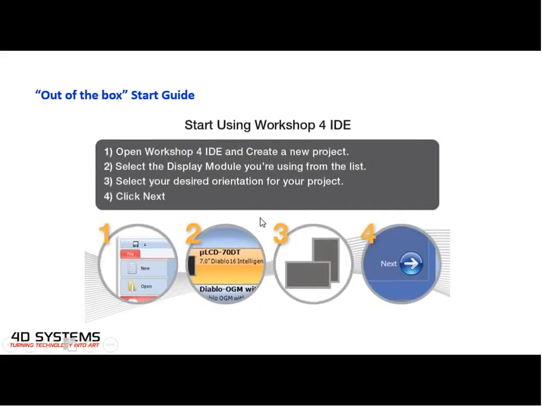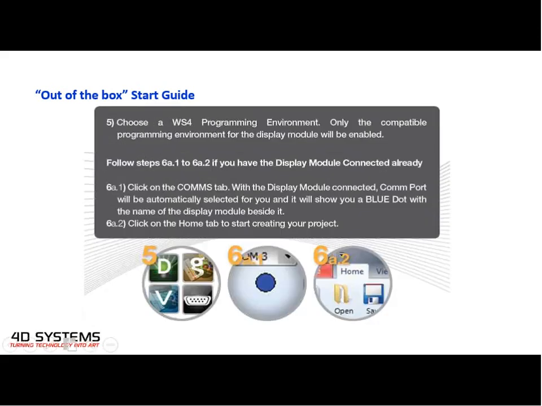So you open your Workshop for I2C, assuming it has been installed already, and you have to select the display. In this case, we're talking about the micro LCD 70DC. So that's step 2, and then it allows you to select also the orientation: portrait, reverse portrait, landscape, or reverse landscape. Then you click next, which will bring you to the selection of the environment.